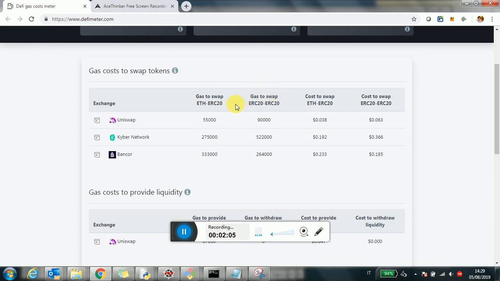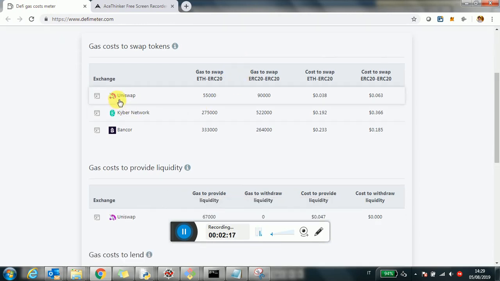The reason it's divided is that a swap between ERC20 tokens is typically a more complex operation, so it tends to consume more gas. For example, a transaction with Uniswap, just changing Ethereum to ERC20, typically costs 55,000 units of gas. At current prices, that comes to about 3.8 cents of a dollar. What's interesting is to see the differences between protocols. To do the same operation, Kyber will consume 5 times more, so 275,000.